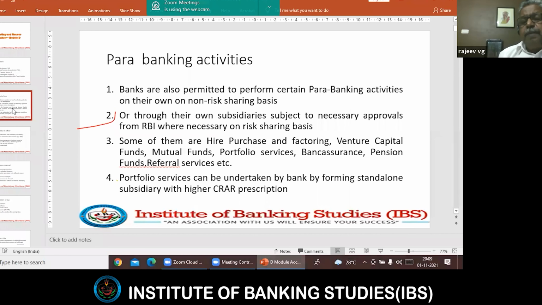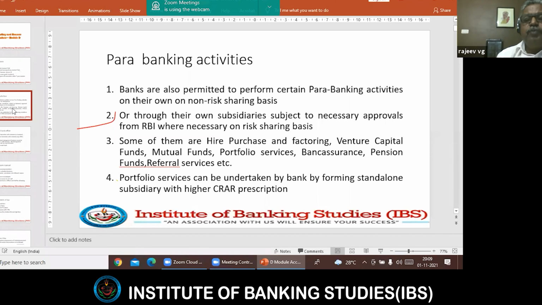Portfolio services. Equipment leasing also comes under hire purchase, equipment leasing also comes under para-banking activity. And when you go through the SBI site and see the list of subsidiaries there, for most of the para-banking activities, State Bank of India is having their own subsidiary. Or they may be collaborating with another unit to do these activities. So portfolio services and referral services, I will now explain.